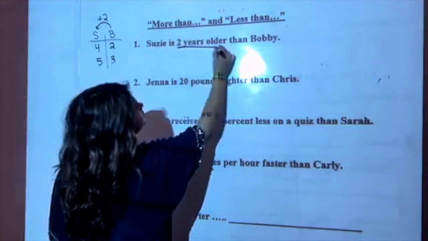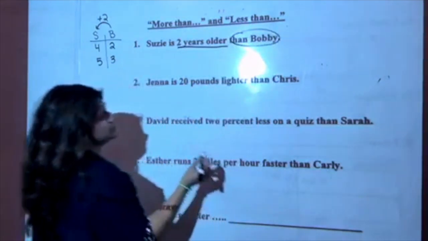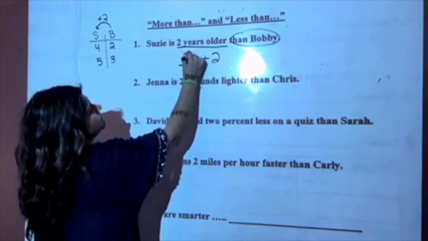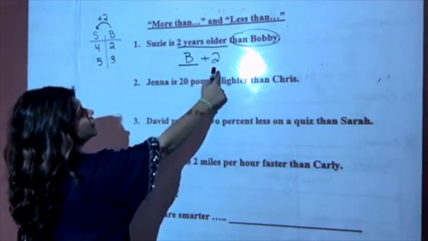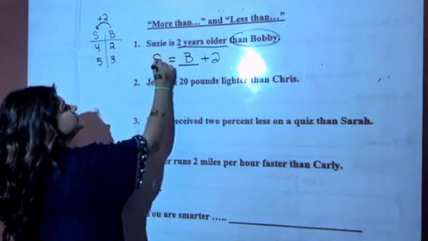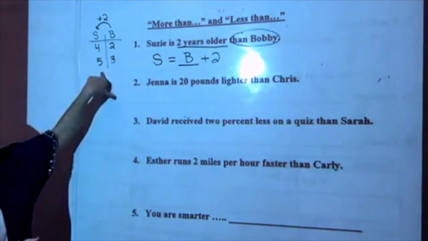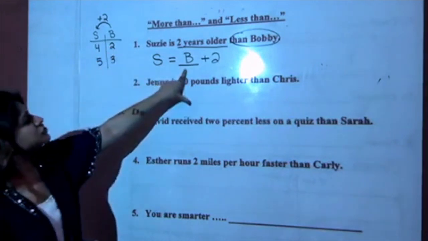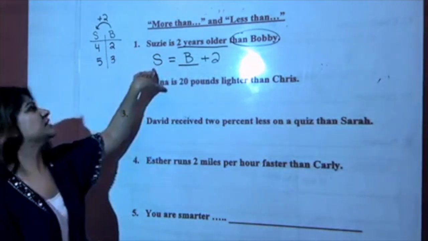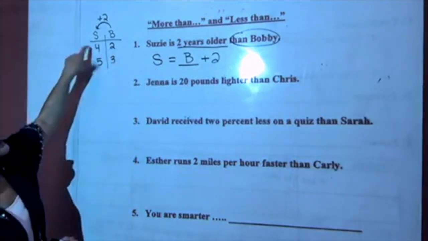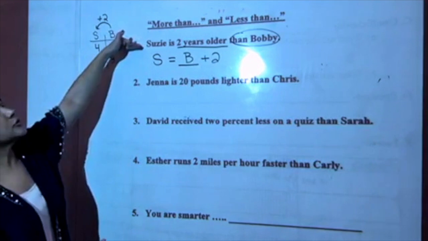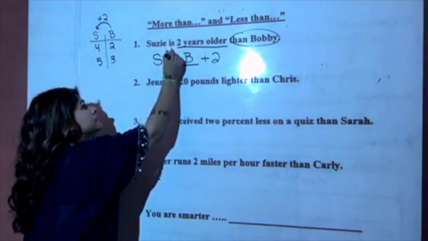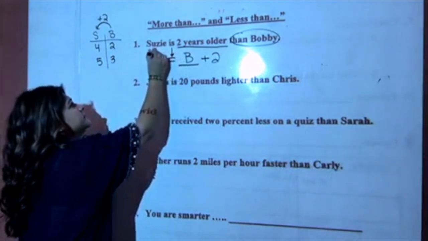So we know that Susie is 2 years older than Bobby. What that's saying is we're adding 2 to something, and that something is Bobby. Bobby's age plus 2 will give us Susie's age, and that's exactly what we found in our table. Using these same numbers, if Bobby is 2, 2 plus 2 will give us Susie's age, or 4. You'll notice we took this sentence and rewrote it into a mathematical sentence, using "is" as an equal sign and variables for our people.